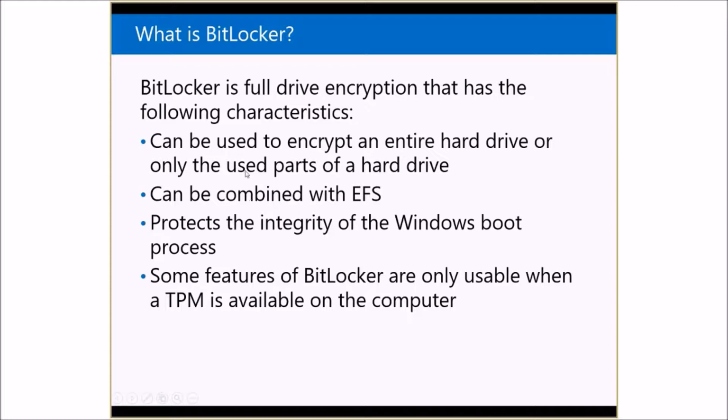So basically, BitLocker is a full drive encryption that has the following characteristics. It can be used to encrypt an entire hard drive or only parts of the hard drive. So you can choose. If you encrypt the whole hard drive, it means that everything on the hard drive must be decrypted in order to use it. That can be problematic because don't forget, every time you encrypt something, you are using memory and CPU power to scramble it up. Every time you decrypt it, you're using processor and memory again to decrypt it.